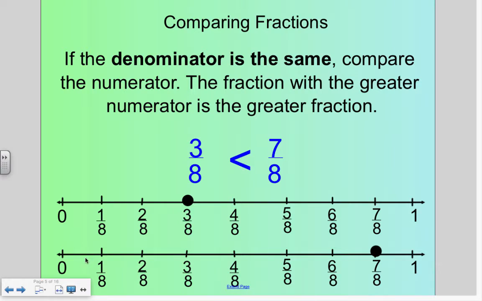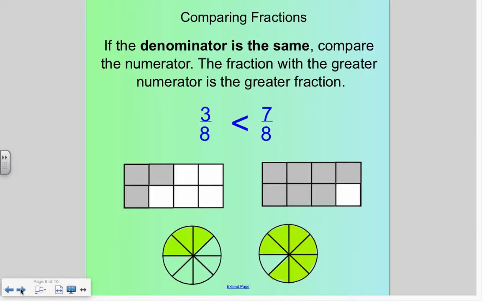On a number line where the distances are the same, 7/8 is a lot further than 3/8. Here are 2 more examples, 3/8 versus 7/8. In both examples, we have a whole that's cut into 8 same sized pieces. When we have 7 of them, we have more.